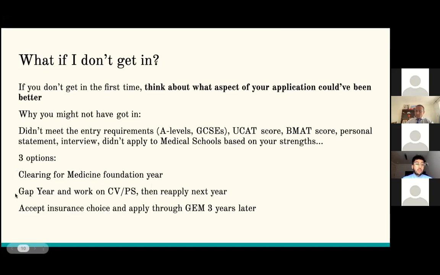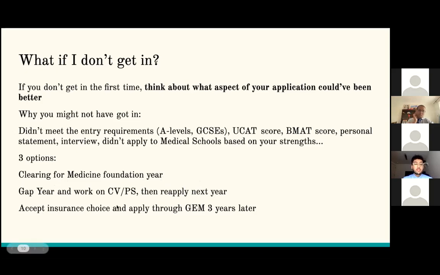Or a lot of people that I know did a gap year, and on that gap year they worked on their CV and personal statement. They did a bit of traveling, but whilst traveling they did a couple of elective-type things, going to different countries and getting some healthcare experience. Back in the UK, they worked jobs such as being a healthcare assistant, and really buffed up their CV and personal statement, reapplied next year and got in.